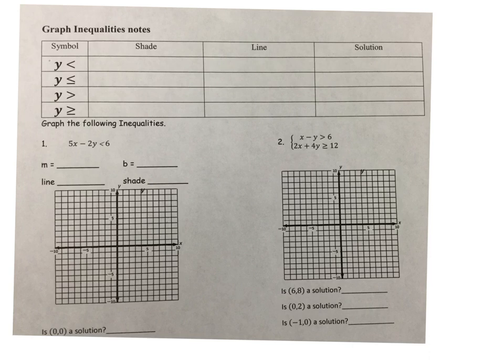So we have the first symbol, which is y is less than, okay? Which means that we're going to shade below the line. What type of line are we going to have? Well, we are going to have a dashed line because the line is actually not going to be part of the solution set.